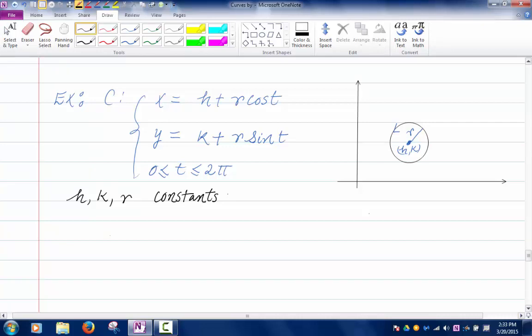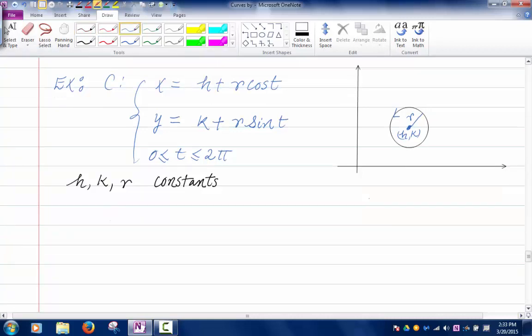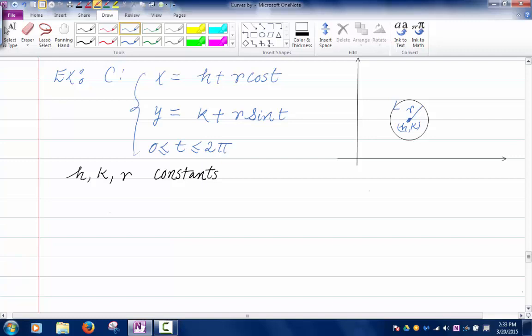Mm-hmm. Go ahead. I was going to say, h and k are the same distance. Yeah. So they go through 0, and they just on the side. Yeah.